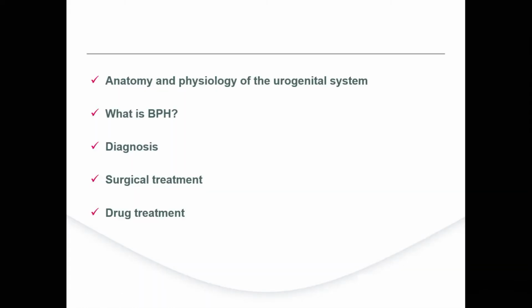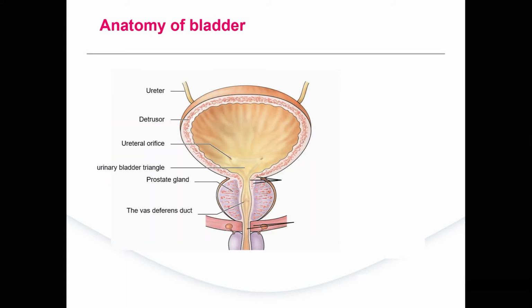So we have the subtopics: anatomy and physiology of the urogenital tract, to understand what part the prostate gland takes in the whole urinary system and reproductive system. Also, what is BPH, its pathological changes in the prostate gland, the diagnostics, the surgical treatment, and drug treatment or conservative treatment. So here we have the anatomy of the lower urinary system.